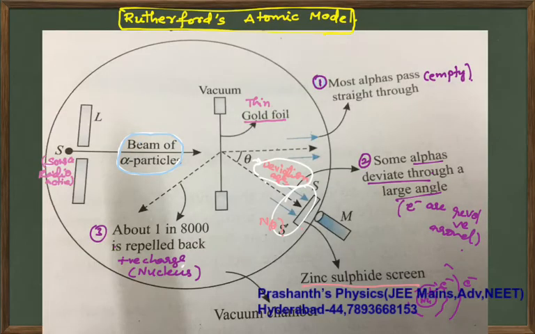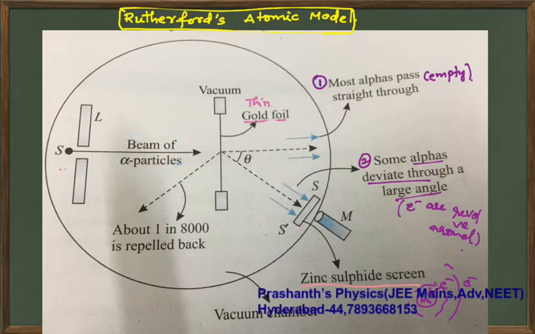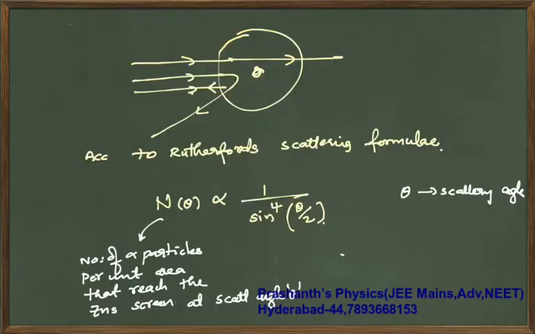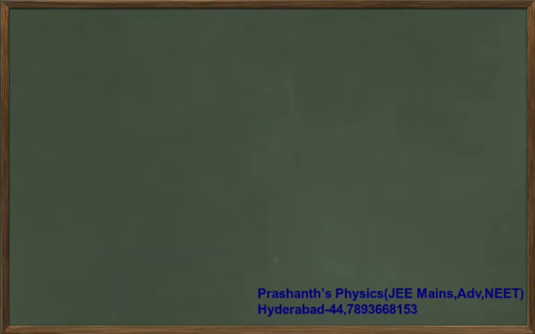Now, in Rutherford's atomic model, you have a source. Let me erase this. This was explained to some other batch long back, so I am using the same setup and the same slides. Just hold on. So Rutherford tried to explain the structure of the atom. How did he explain it? What are his conclusions? I will tell you.